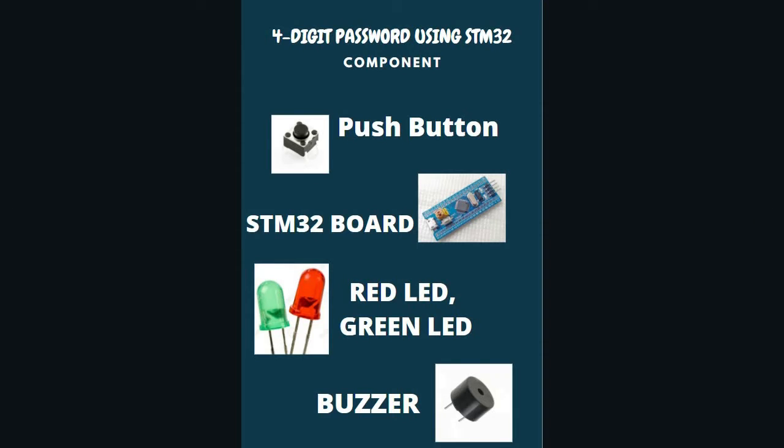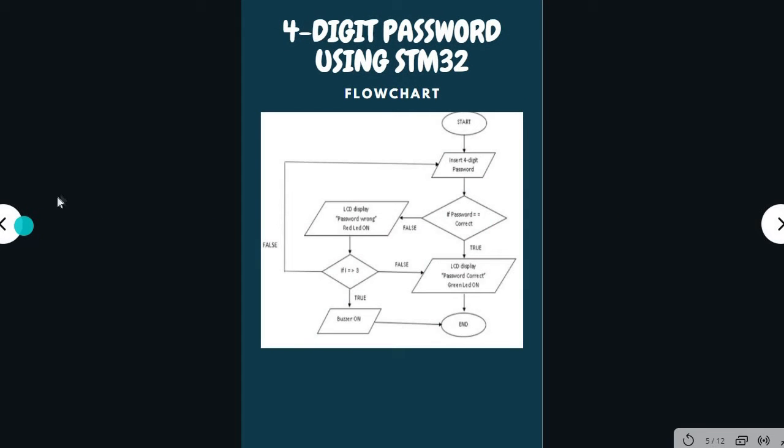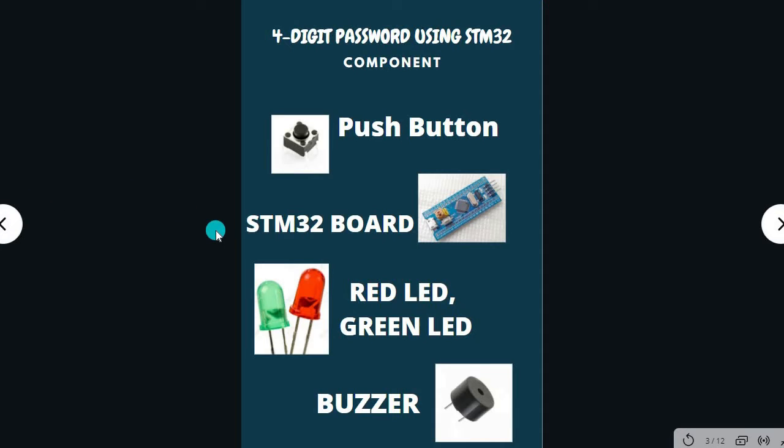The components that we use for the prototype 4-digit password using STM32 are 5 push buttons, STM32 board, red LED and green LED, and last but not least, buzzer.